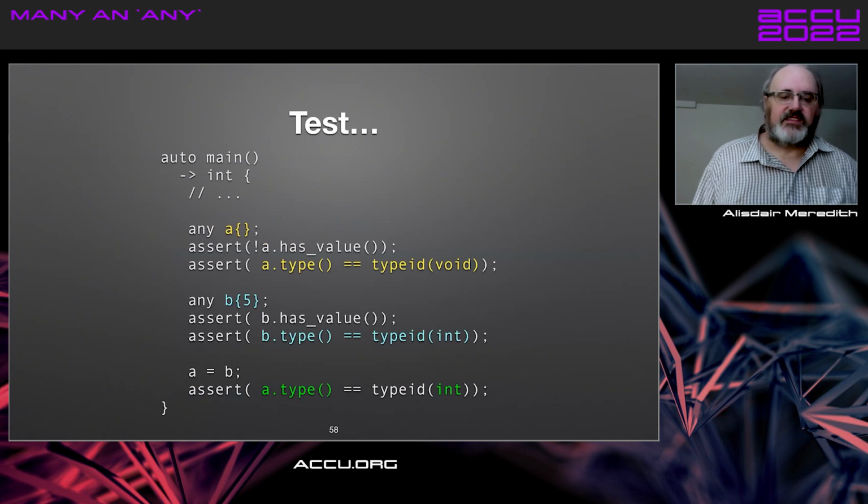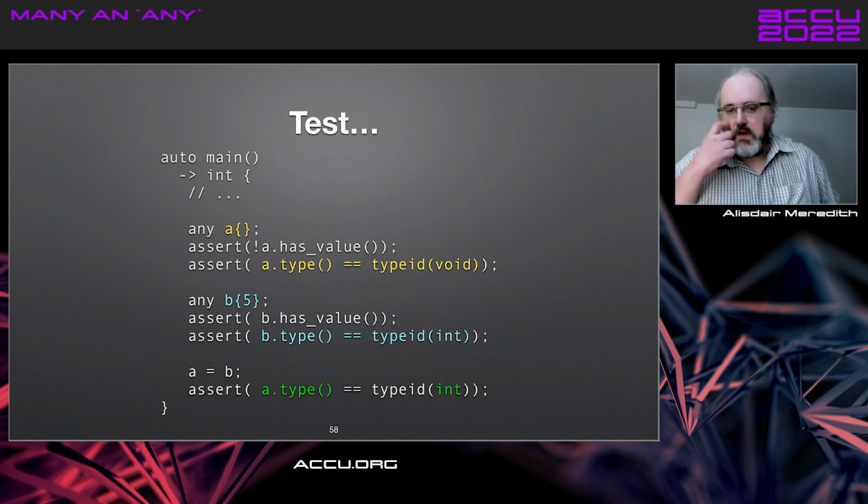So quickly run our test just to demonstrate how the feature works. I'll create an A that does not have a value. I check the type ID of A, and it is indeed type ID of void. Similarly, I put an int in there, and I check the type ID because the literal type is of type int. Then B's type is type ID int.